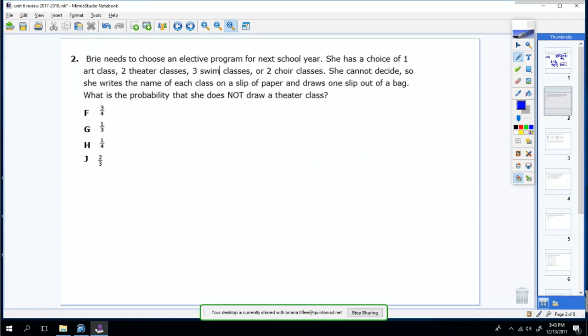Bree needs to choose an elective program for the next year. She has a choice of 1 art class, 2 theater, 3 swim, or 2 choir. So you have 1, 2, 3, 2, which adds up to 8 classes. She cannot decide, so she writes the name of each class on a slip of paper and draws one slip out of the bag. What's the probability she does not draw a theater class? Well, there's 8 classes, and 2 of them are theater, so that means 6 of them are not. So you have a 6/8 chance, or a 3/4 chance, which is F.